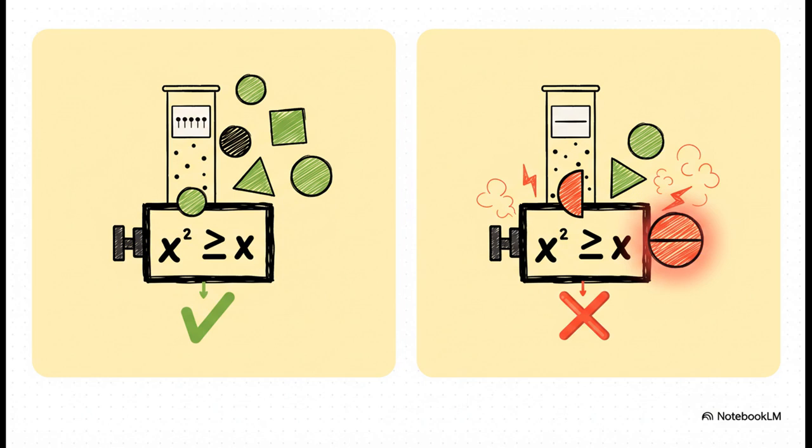You can't. But what if we change the domain to all real numbers? That means we now include fractions and decimals. All of a sudden, the statement becomes false. Why? Because we can find just one counterexample, x equals 0.5. See, 0.5 squared is 0.25, and that is not greater than 0.5. The domain, the context, changed absolutely everything.